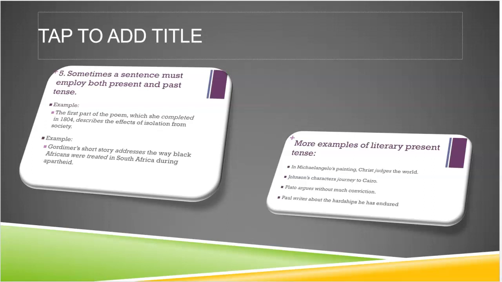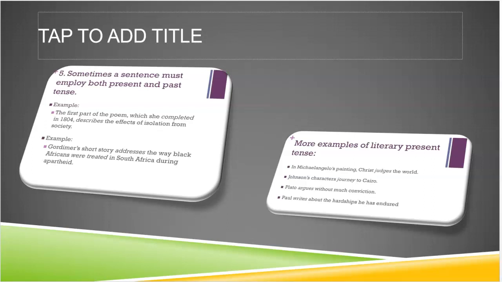But when we're talking about the work itself, we're going to use literary present tense, so we need to use the verb describes, which is in present tense. We have a second example from Nadine Gordimer's short story, which addresses the way Black Africans were treated in South Africa during apartheid. So in this example, in the first part of the sentence, we're talking about the short story and what it addresses, so we use the present tense there. But since we're talking about an event that happened in history, in the past, which is the way Black Africans were treated in South Africa during apartheid, then we have to use the past tense there.